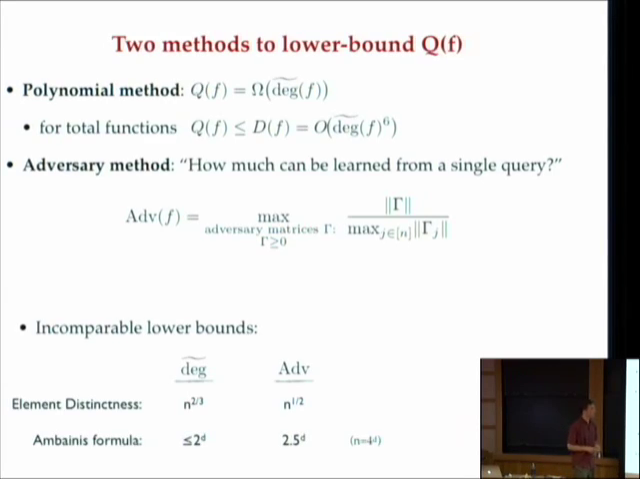And then gamma j is a matrix that contains only those entries x and y, where xj differs from yj. So that's like the difference in querying the jth bit. And so here, the norm of gamma can be thought of as the amount of information we have to learn. The maximum norm of gamma j is the maximum amount of information we can learn by querying a single bit. The ratio tells you a lower bound on the quantum query complexity. This is called the adversary bound.